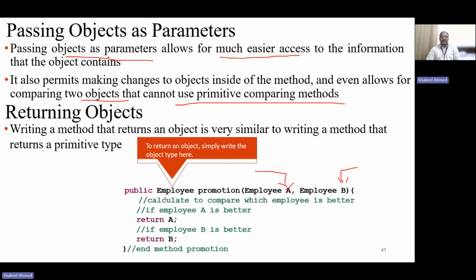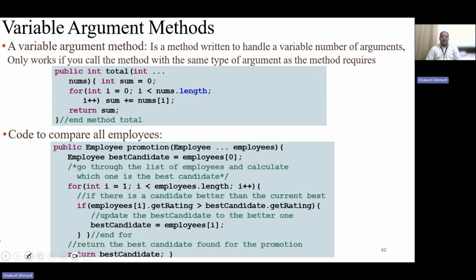So it can be used as a constructor here, public Employee, and a method here is a promotion that we want to make as an object. Writing a method that returns an object is very similar to writing a method that returns a primitive type. So here the return type is Employee. We are using Employee as a return type and calling the method promotion. So here you are having a reference, and that is where we are returning A and B. So the methods can be used in that way to return the type.